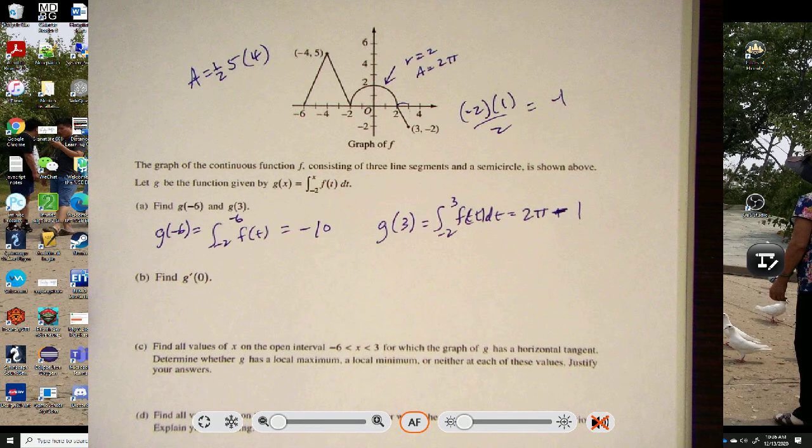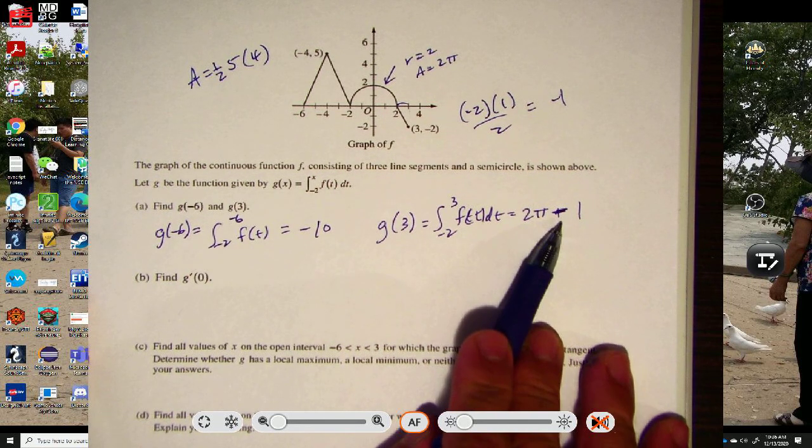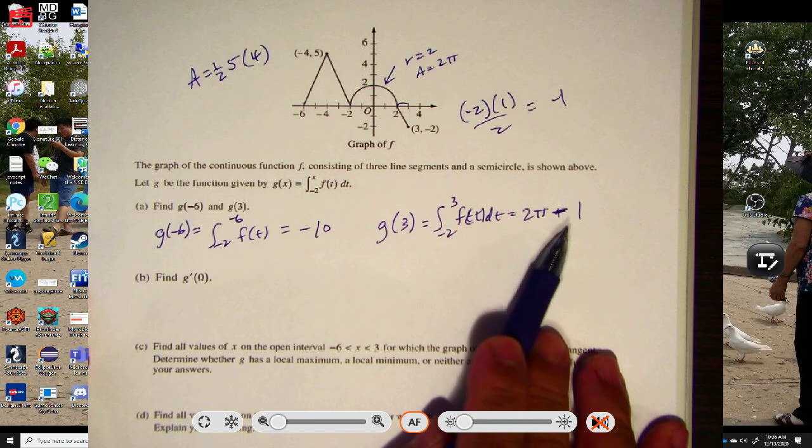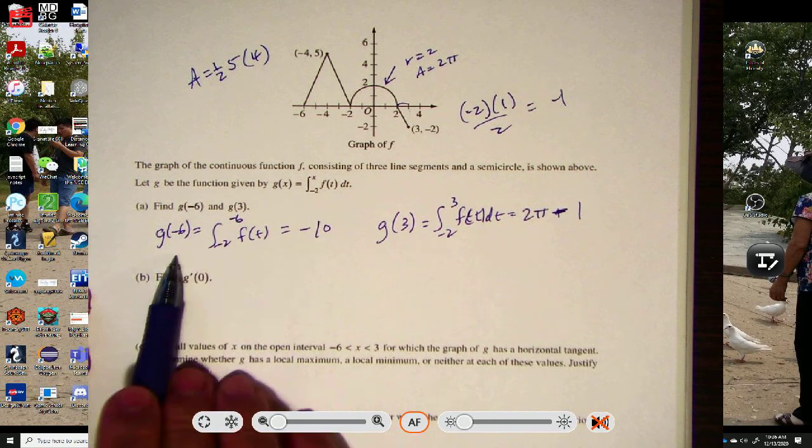This was like question 5, so this is a non-calculator question. So they're not going to expect a decimal approximation. You could just give 2 pi minus 1. That's it. That's g of -6 and g of 3.